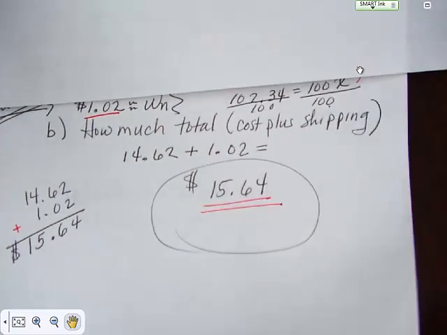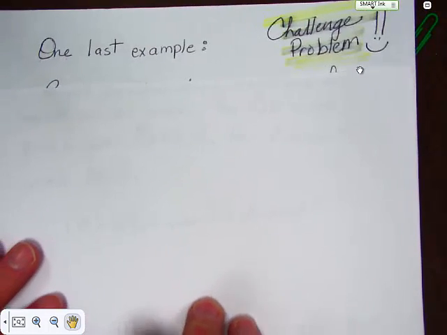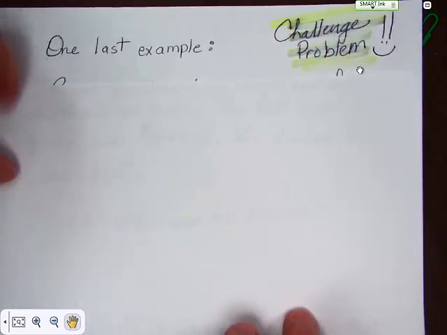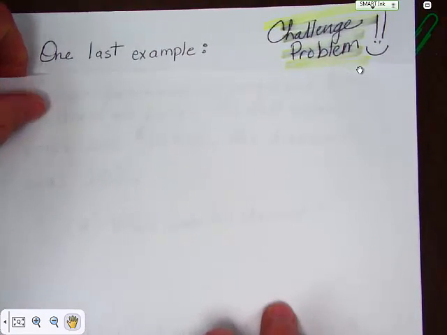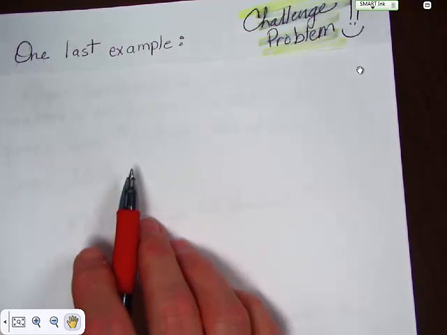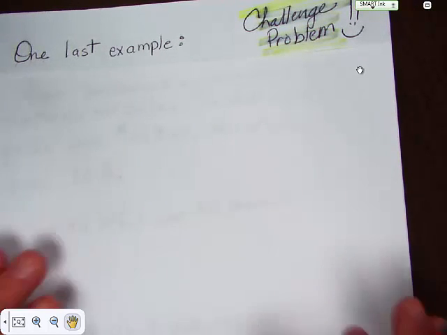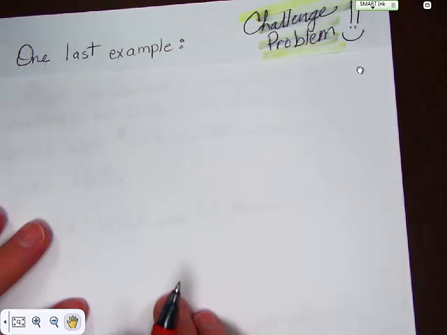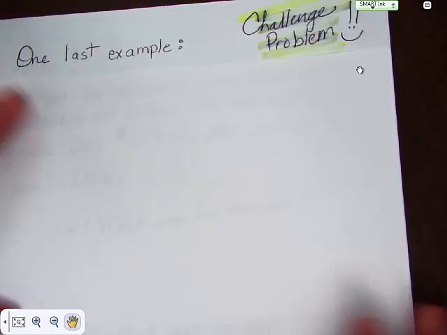Now, lastly, I have one more thing that I want to talk about. This is your challenge problem for the day. Okay, this is worth 15 points if you are so brave as to try to conquer it. You have to show your work. You can't just get your answer from your neighbor. You have to show your work. Okay, one last example.